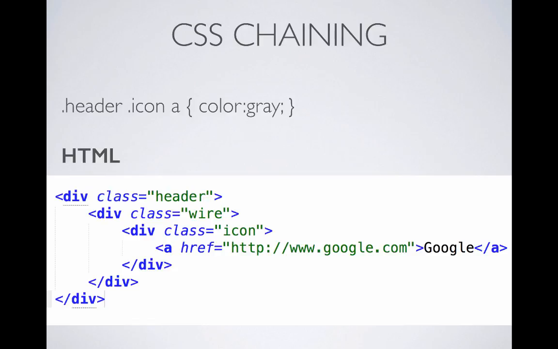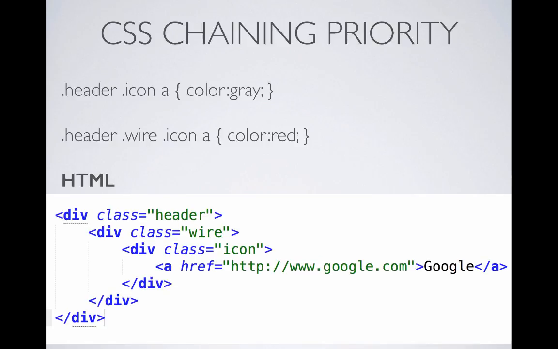The link Google shown in this example below will be selected by the CSS selector above and become gray in color. If you notice, although the selector didn't specify the class of wire, it's okay. As long as the order of parent selector is correct, the link here will be selected and turned into gray color. With chaining of CSS, we need to look at the priority of CSS chaining as well.